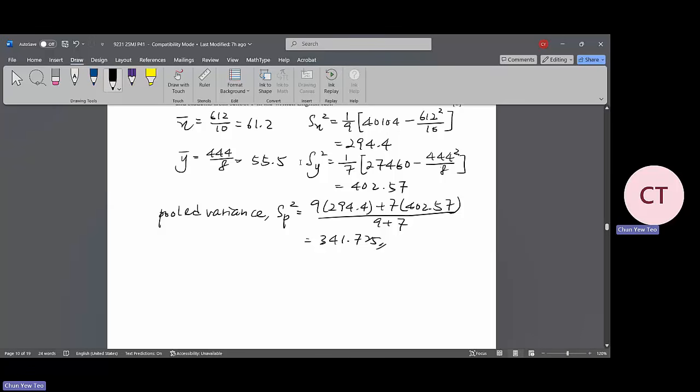Now we can do the confidence interval, but before that we need to find the critical value. The critical value is from the t distribution because the sample size is small, less than 30. So the degrees of freedom is 16, and the confidence level is 95%, so it's 0.975. Then you just use the formula booklet, and you can see that this one is 2.120.